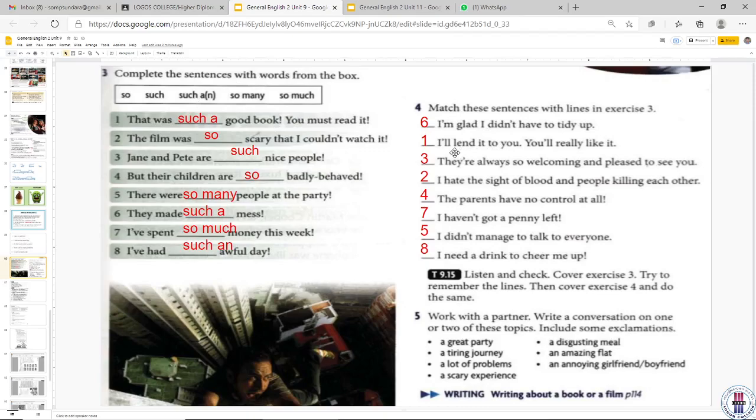Then here, if you say that was such a good book, you must read it, what would you say? I'll lend it to you, you'll really like it. They want you to match this to this. Number two, the film was so scary I couldn't watch it. Then you would say, I hate the sight of blood and people killing each other. Number six, they made such a mess. How would you answer? I'm glad I didn't have to tidy up. Right? Here, I'll let you do that on your own time if you want to continue that exercise.